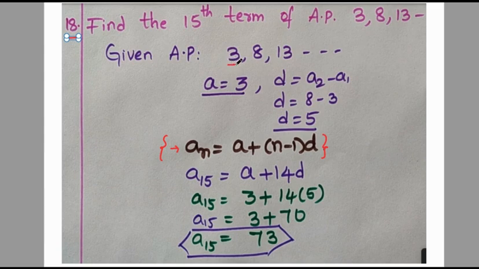In the arithmetic progression, first term is denoted with a and common difference is denoted with a2 minus a1. 8 minus 3 is 5. We know the value of a, we know the value of d, and we are going to apply in the 15th term. 15th term formula is a plus 14d, because 15 minus 1 is 14. So a value is 3, d value is 5. 14 times 5 is 70, 70 plus 3 is 73.